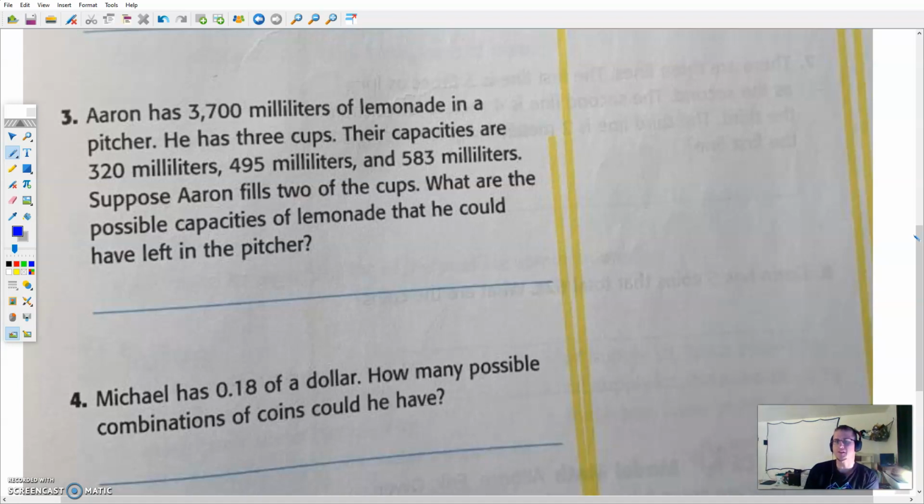Suppose Aaron fills 2 cups. What are the possible capacities of lemonade that he could have left in the pitcher? So Aaron fills 2 cups. So he could fill, we're just going to call this cup 1, cup 2, and cup 3. He could fill cups 1 and 2. He could fill cups 1 and 3. He could fill cups 2 and 3.